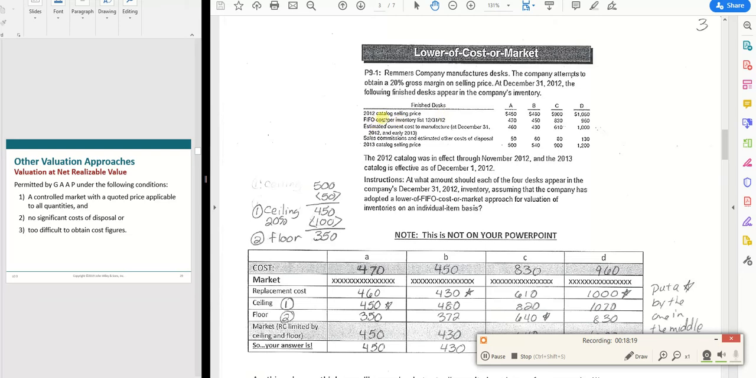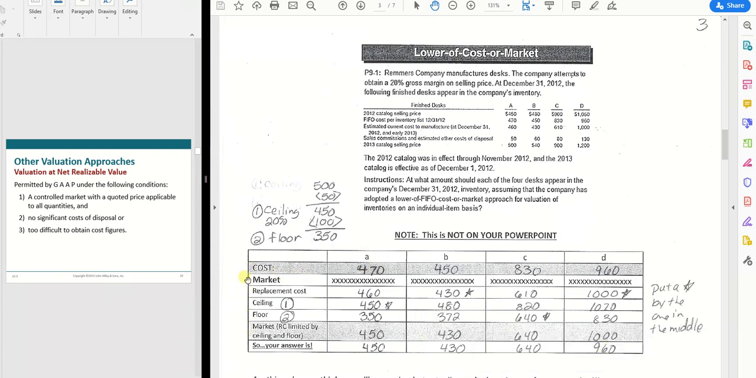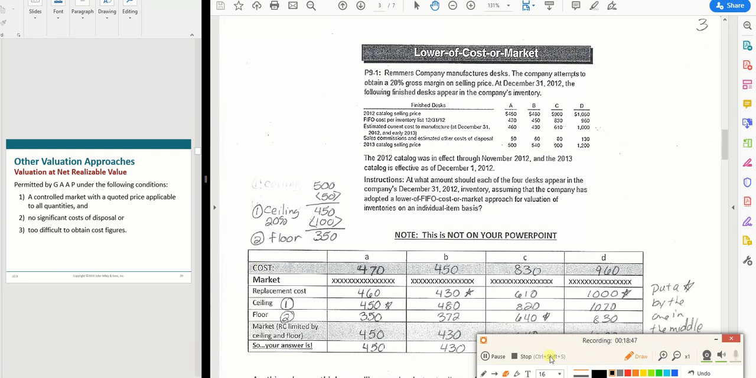So I have a 2012 catalog selling price, a FIFO cost basis. So right here, let's just stop. Here's our cost, 470, 450, 830, and 960. And I put it right there. Notice this is just mine. This will not be given to you, so you will do it yourself. So you need to compare cost to market. So I'm going to be comparing this line to this line at the end, but it's going to take me a while to get there.